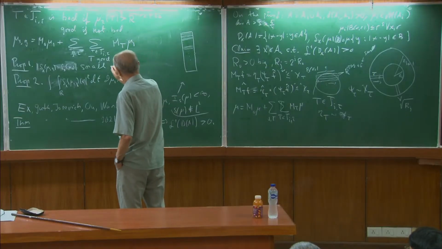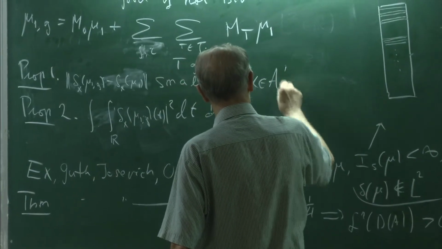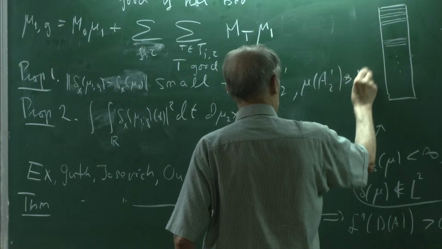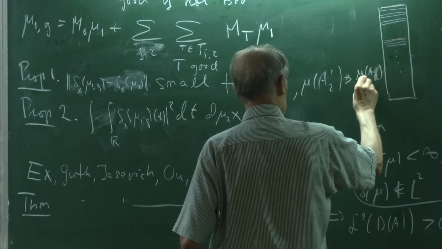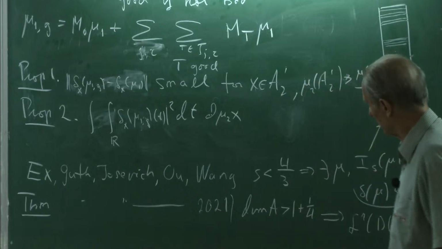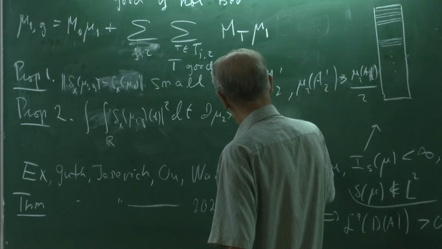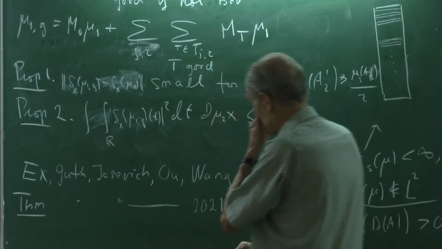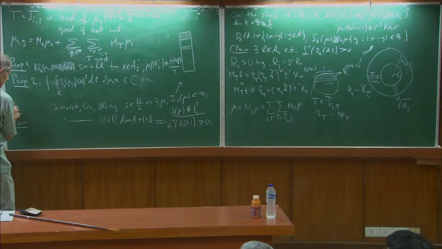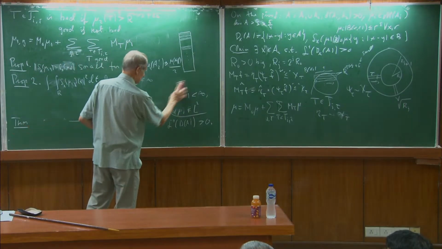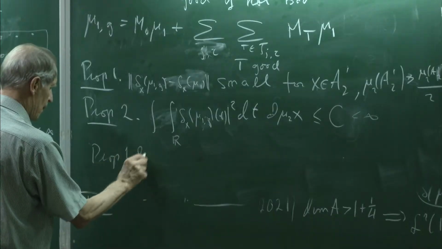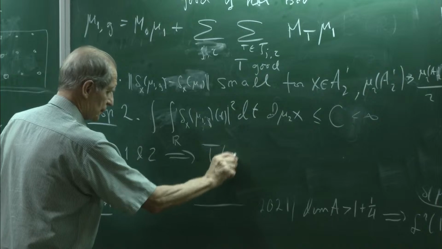But this is small for x in A2 prime, which has small measure, so it doesn't have to be for every x in A2, mu2 measure. But for many. And this is bounded by some finite constant. So then, once we have this, it's easy to finish the proof. I don't write it because it still takes a little time, but it's easy to see that these things imply the theorem.